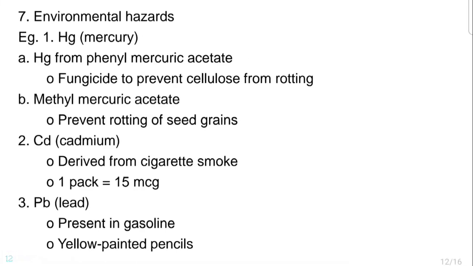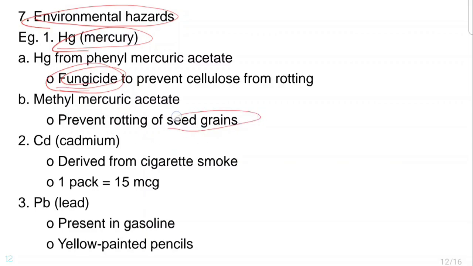Next, environmental hazards. Again, the exposure to mercury. Mercury from phenyl mercuric acetate, such as in fungicide, is used to prevent cellulose from rotting. So we prevent the growth of fungi. Methylic mercuric acetate prevents rotting of seed grains. So those are what we use like pesticides.